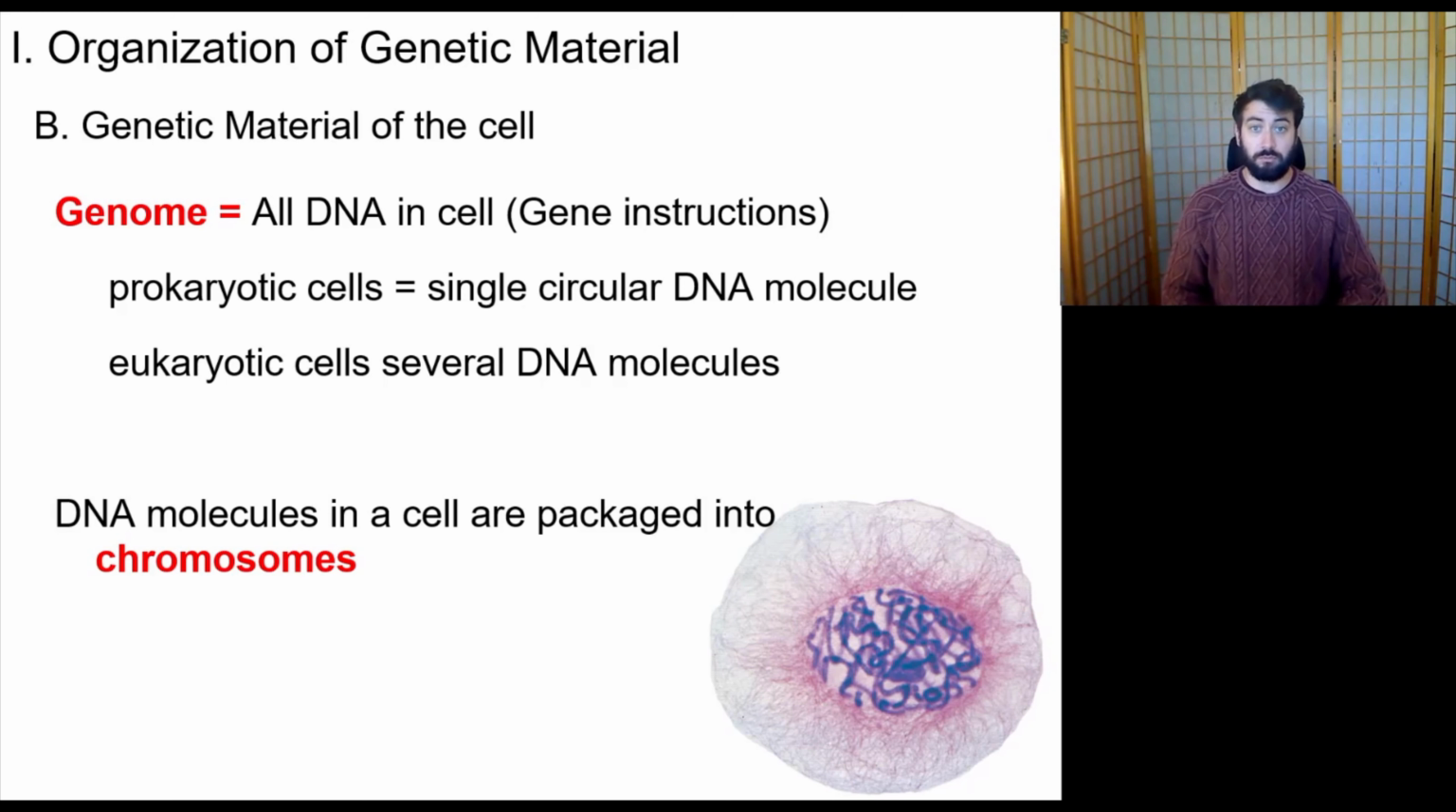Well, when we say genetic material, we're referring to all the DNA in a cell, or the genetic instructions, as the genome of the cell or organism. In other words, all the genetic material in a cell, we call that the genome. Now, prokaryote cells only have a single circular DNA molecule, while eukaryotic cells actually have multiple strings of DNA. These strings of DNA are organized and packaged in a cell into what we call chromosomes.